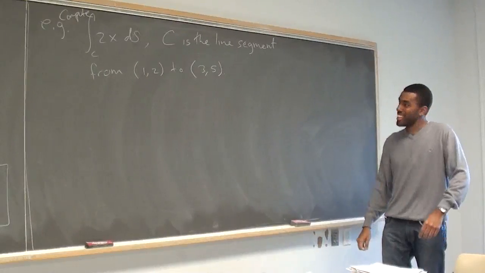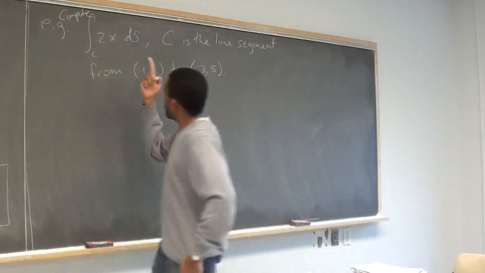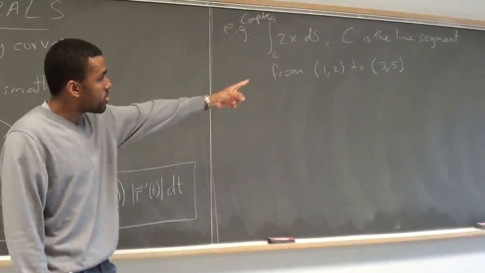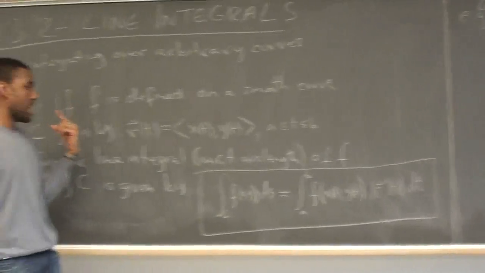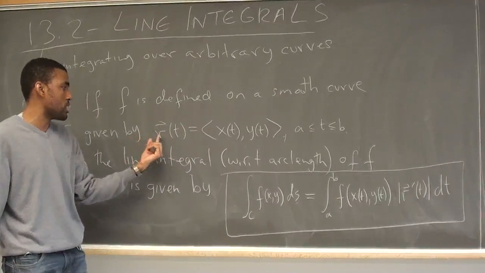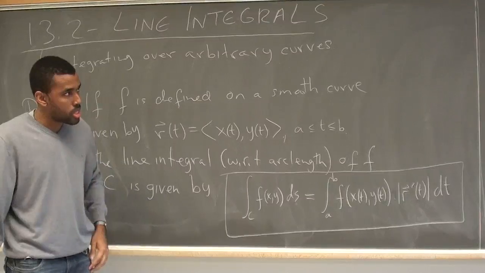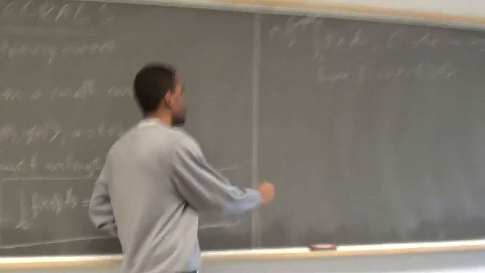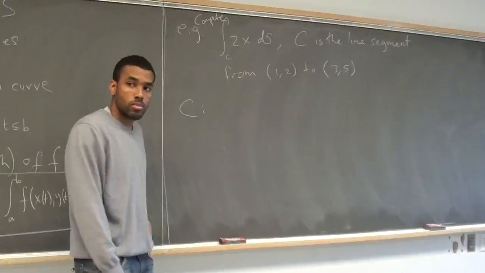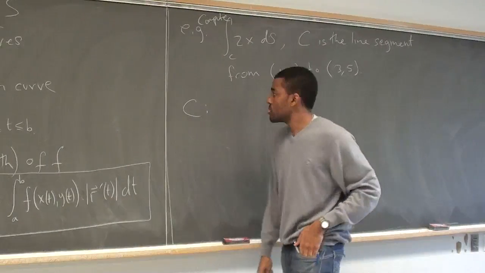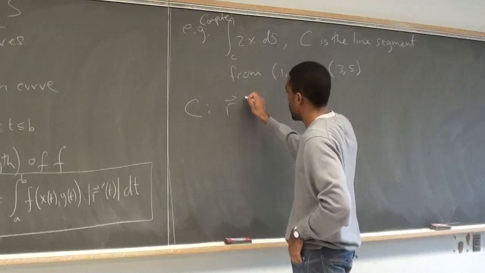That's just a warning. Okay, so I'm going to do the integral of 2x ds. So how do I define C? Our theorem says I can do this integral if I know C is given by this vector function. So what's C given by here? The difference between the 2 points, with a parameter. How?